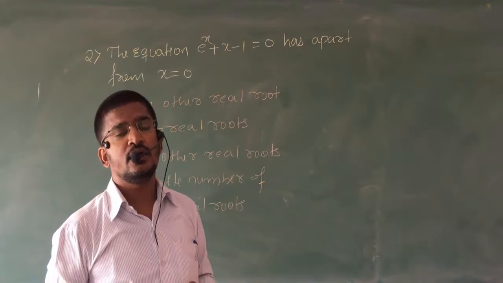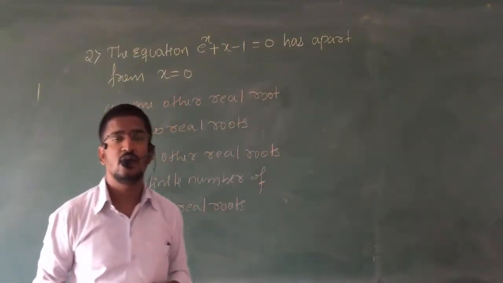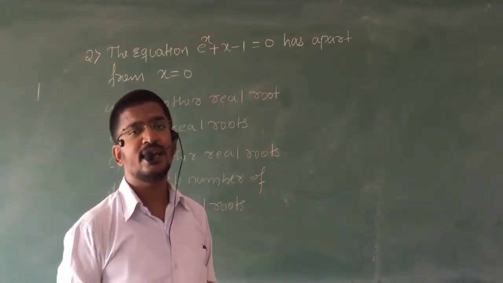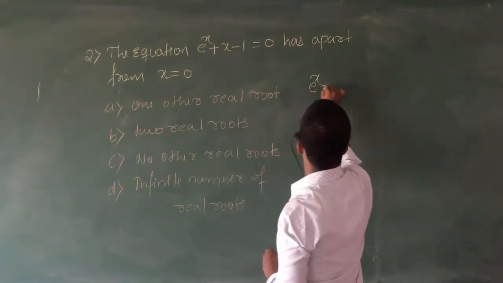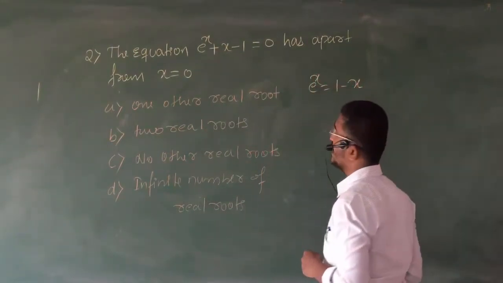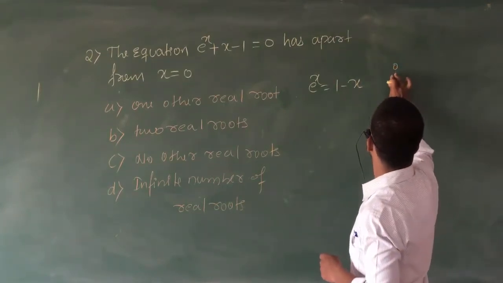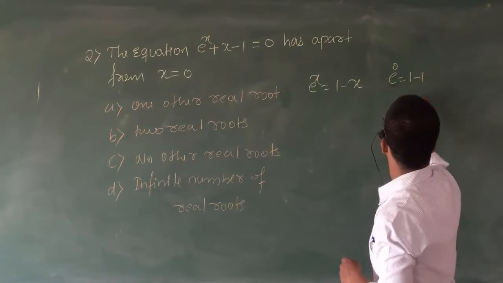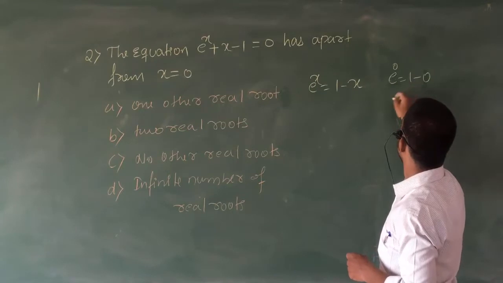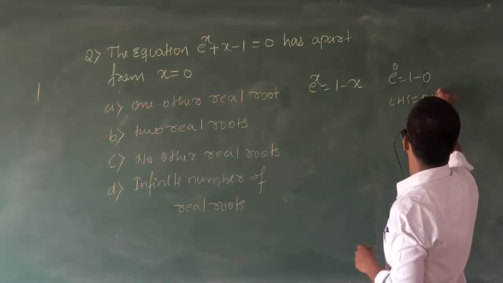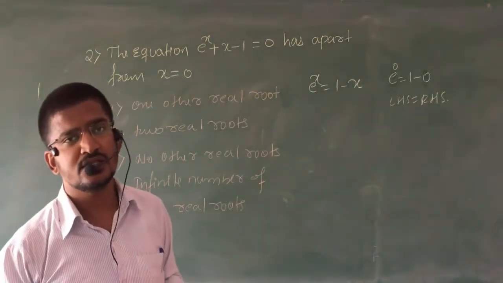Now they are asking, is there any real root other than x equal to 0? Okay, let us see. e raised to x equal to 1 minus x. For x equal to 0, it will be e to the power of 0, which is 1, and 1 minus 0 is 1. Both LHS equal to RHS, hence at x equal to 0 it is having a solution, no problem.